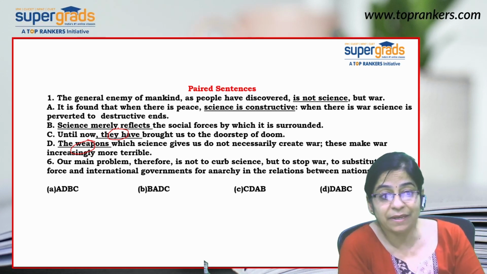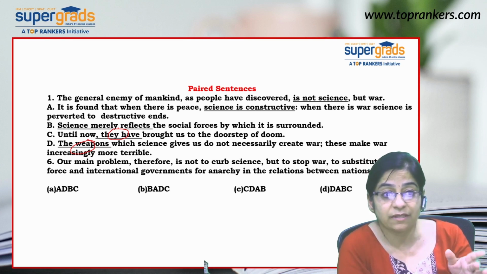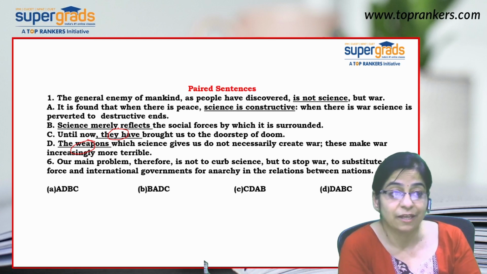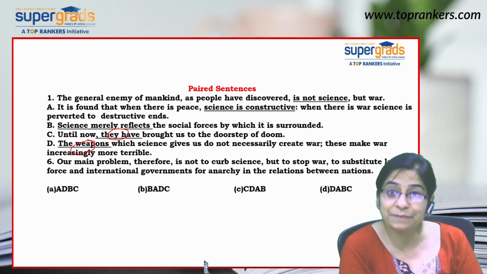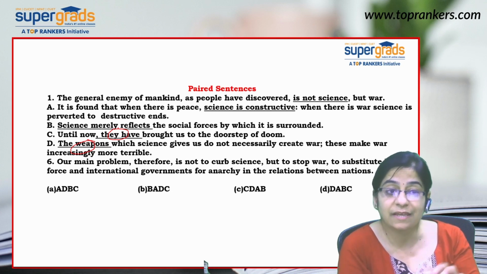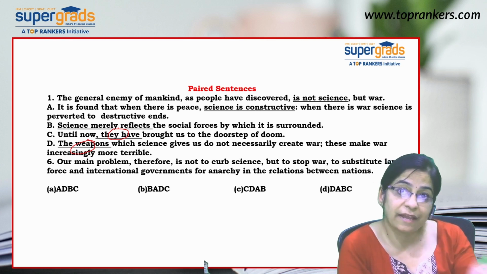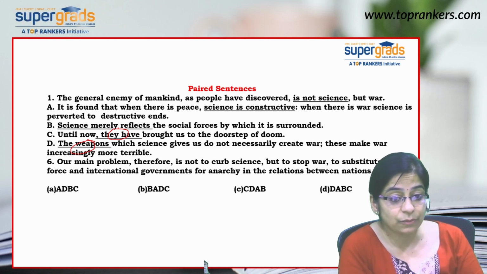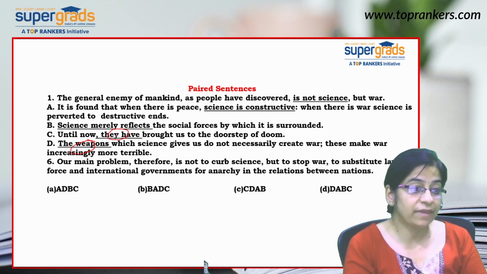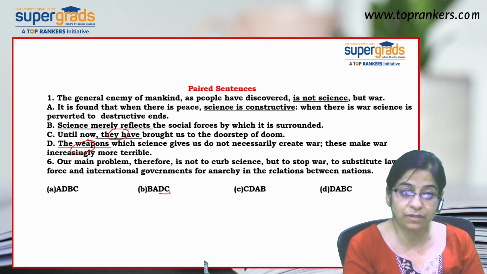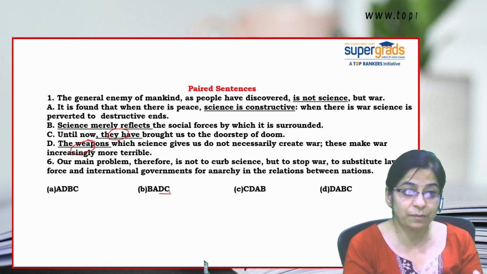which is science merely reflects the social forces by which it is surrounded, and it is found that whenever there is peace, science is constructive, and when there is war, science is perverted to destructive ends. So we have found the mandatory pairs in here. Now it will be easy for us to figure out the answer. Let's take a look at the answer choices and see which ones have the mandatory pair that we have figured out. So one is D first and C later. Well, we have option B, which has D and C put together. That's it. There's only one option that talks about D and C and both B and A put together.